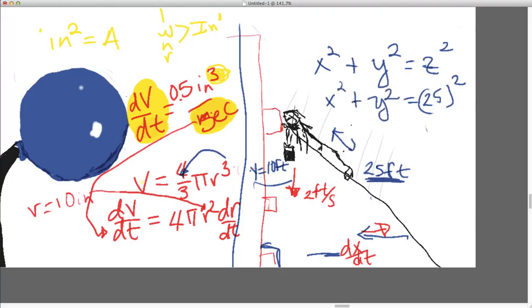So then derive it with respect to time. And then that's the hardest part. Then just plug and chug what you know, all right? Try to make sure that you see stuff like this is a negative 2 feet per second because the height is diminishing. It's going down. So when you plug in this dy dt here, make sure you plug it in as a negative 2 feet per second. All right? So make sure you check out the example videos for related rates.